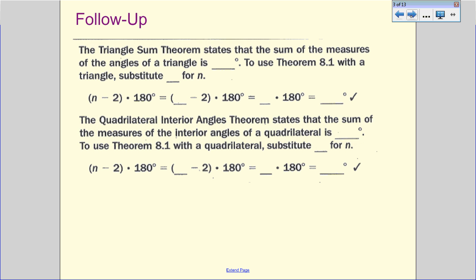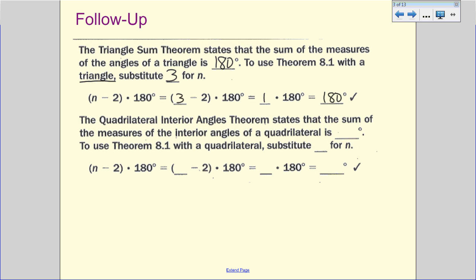So, follow up. Let's do something with that. The Triangle Sum Theorem states the sum of the measures of the angles of a triangle is 180 degrees. We've known that, I feel like, since day 1. So, use Theorem 8.1 with a triangle. Substitute 3 for n because n is the number of sides. So, we're going to do 3 minus 2 times 180. 3 minus 2 is 1, and voila! 1 times 180 is the 180 degrees that we know we should be getting.